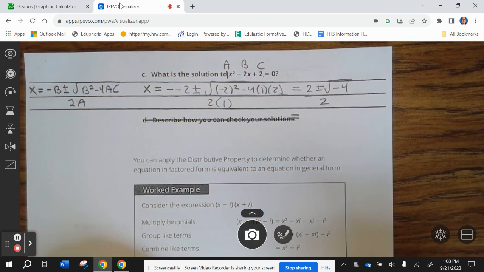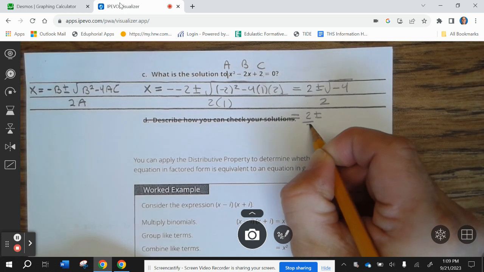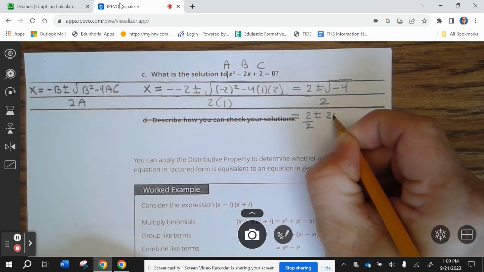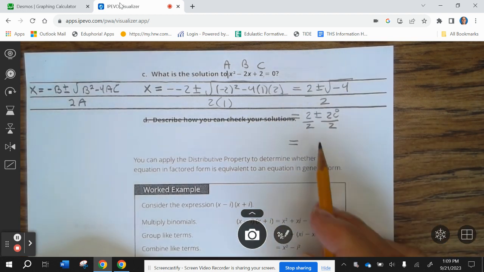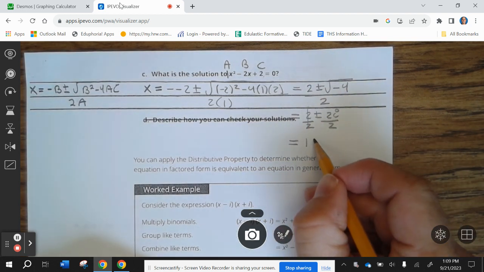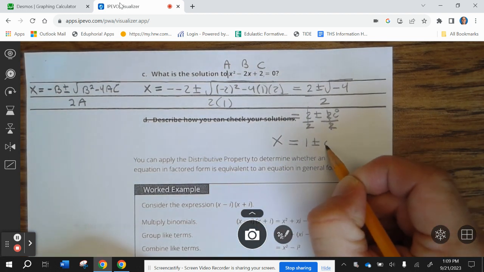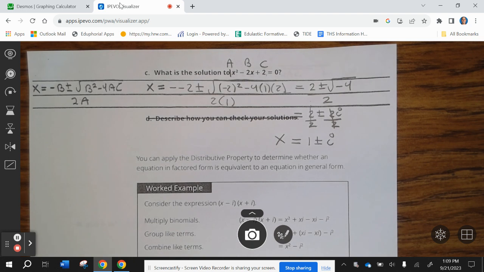All right, so now let's simplify that. That's 2 divided by 2 plus or minus. Now the square root of negative 4 is 2i, divided by 2. 2 divided by 2 is 1, so you get 1 plus or minus i. All right, go ahead and finish up C.